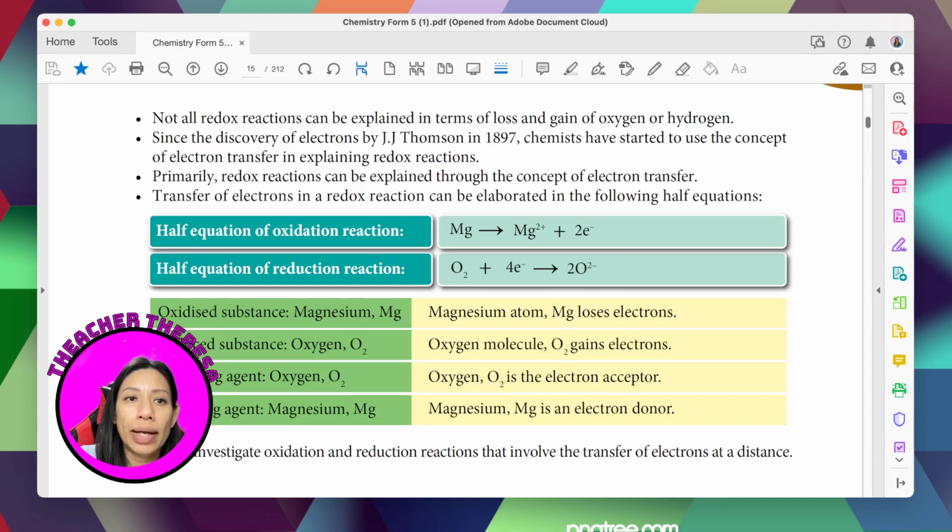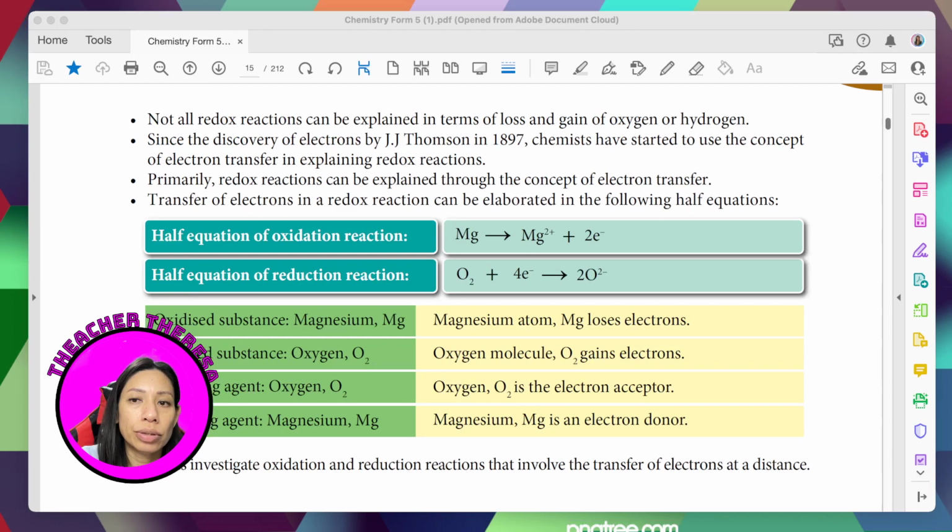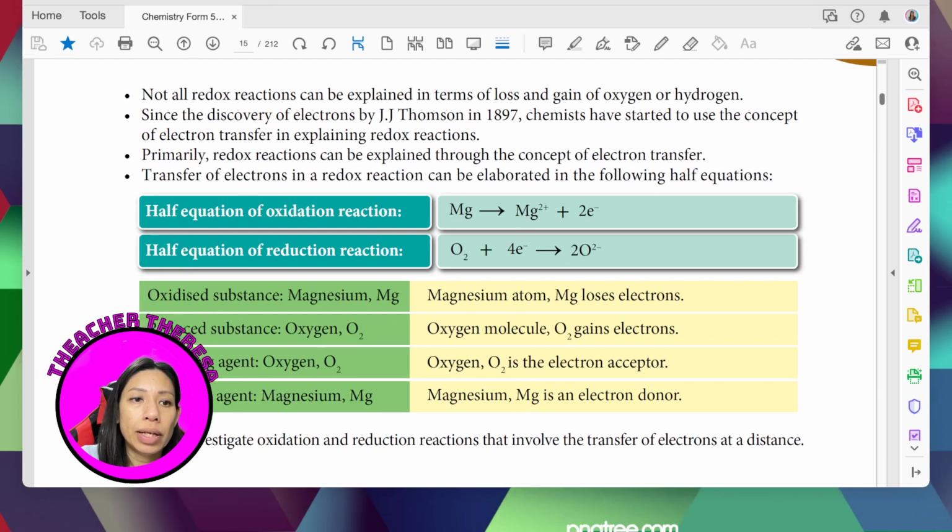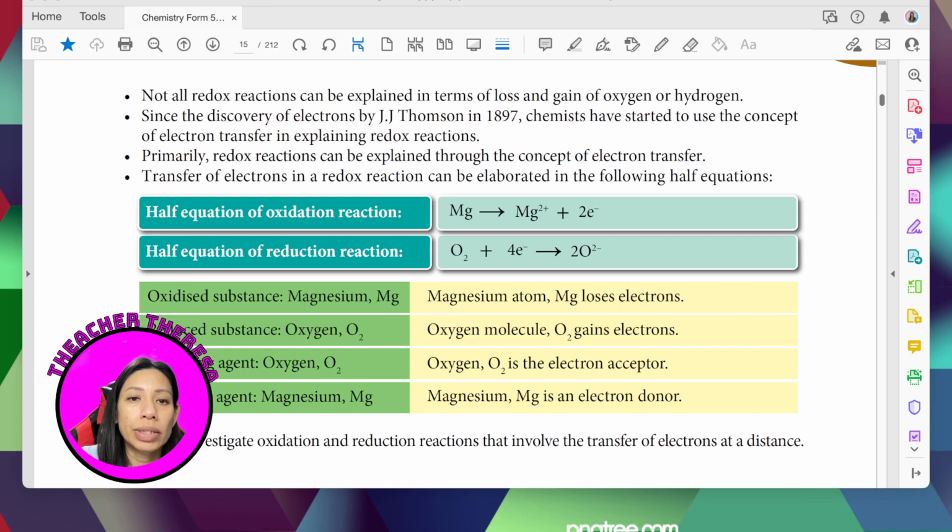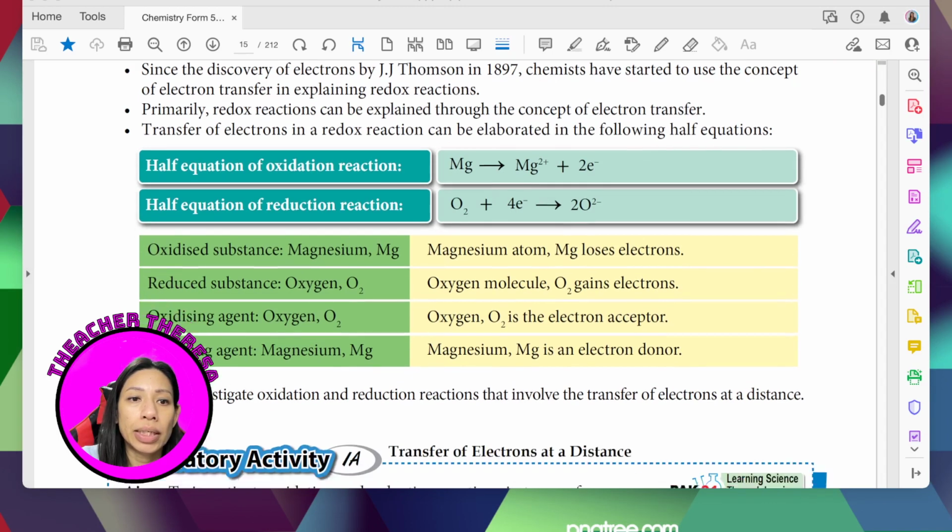So once you add half and half equation, then you will get what we call an ionic equation, or the full equation. So that's what I'm going to explain today, which is half equation and also ionic equation. In any redox reaction, there must be transfer of electrons. That means receiving and also donation of electrons. Without receiving and donating electrons, there won't be any redox reaction. So that part you need to clearly understand.